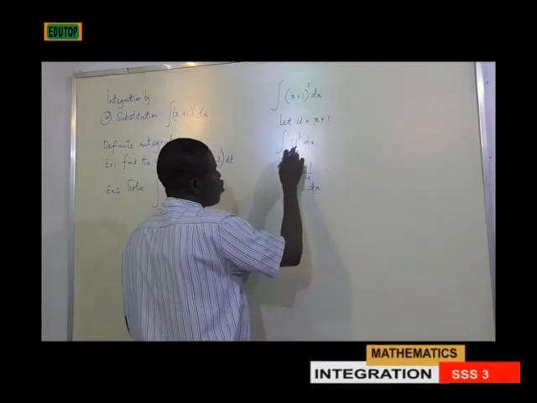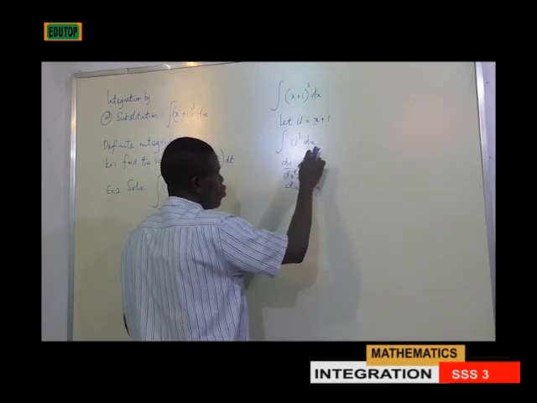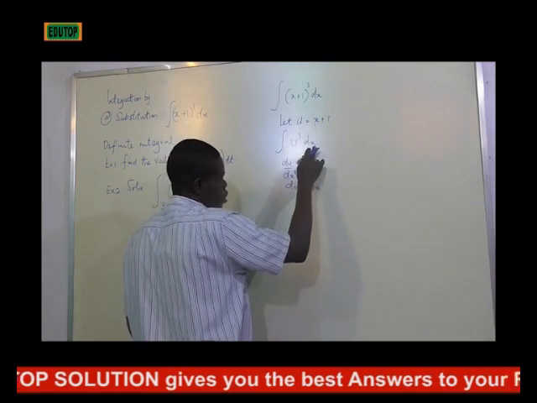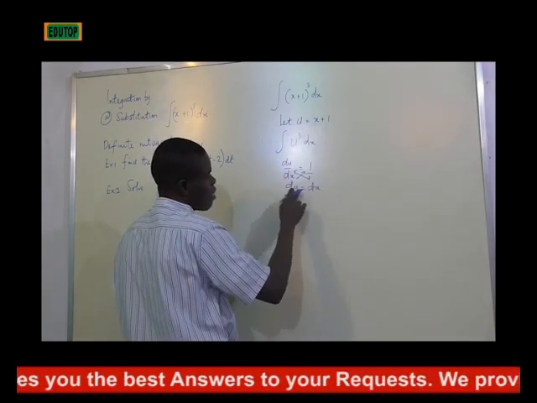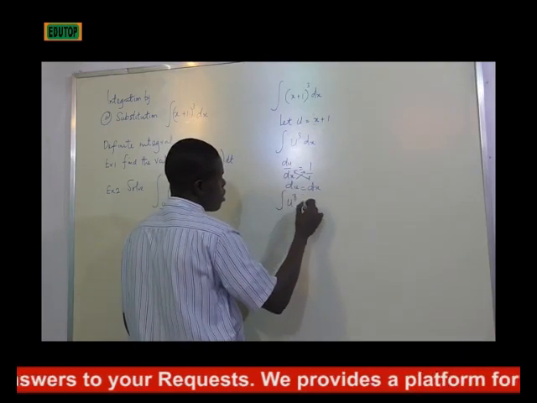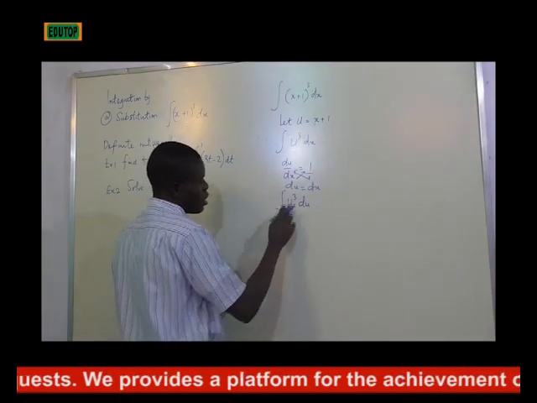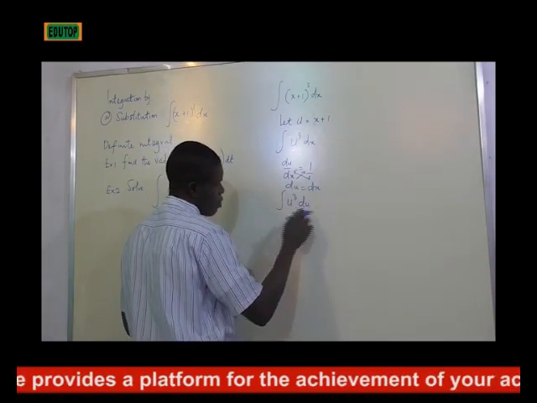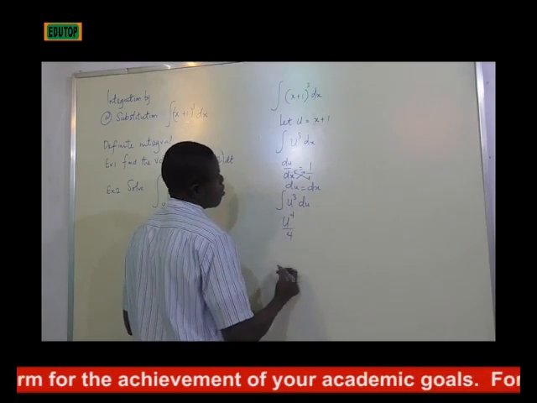You can't integrate u with respect to x. You can only integrate u with respect to u, or x with respect to x. So here your dx is equal to du, so I can replace my dx with du. Then I'll have the integral of u cubed du. Now I can integrate this. It will be 3 plus 1, so that will be u raised to power 4 over 4.